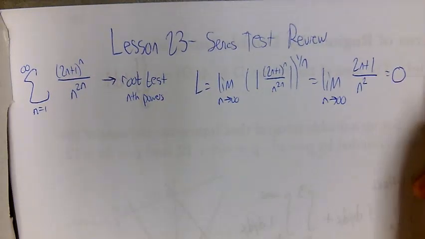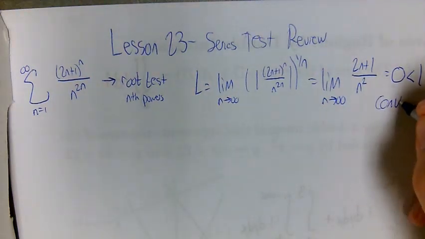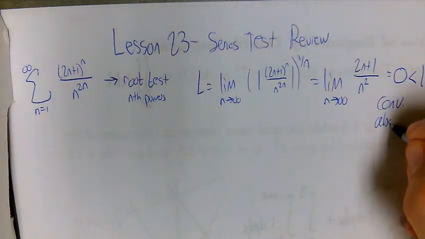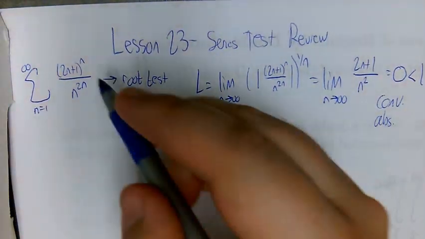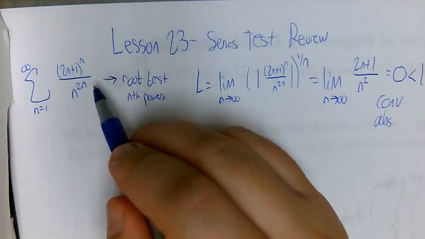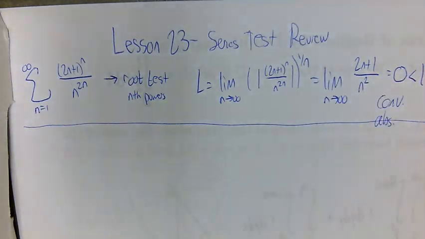Now remember, the criterion for the root test is that if it's less than 1, we know this will converge. And if you care about this, it converges absolutely. So that's what's going to happen with our first series here, and the big giveaway was our nth power right here. All right, let's move on to another one here.